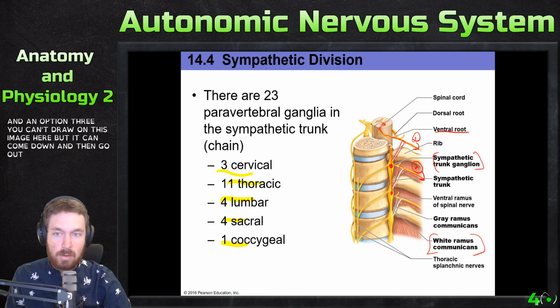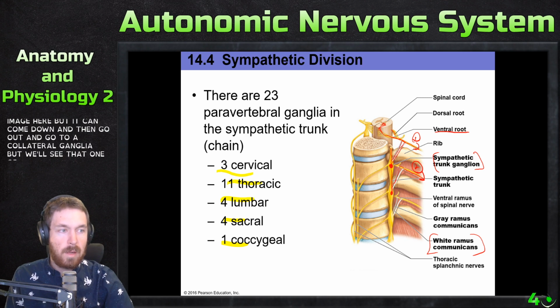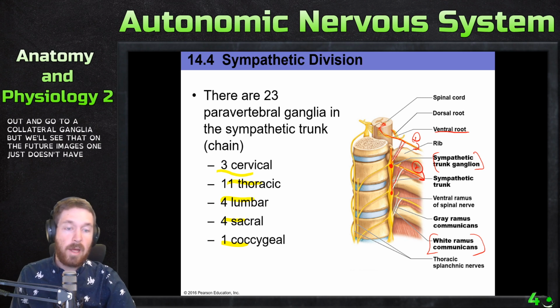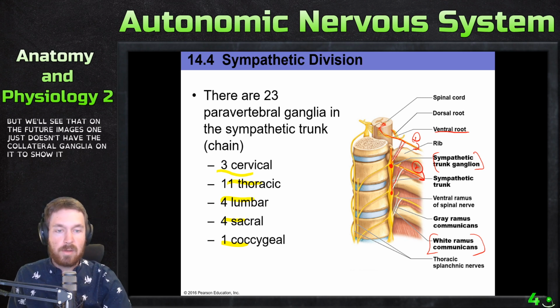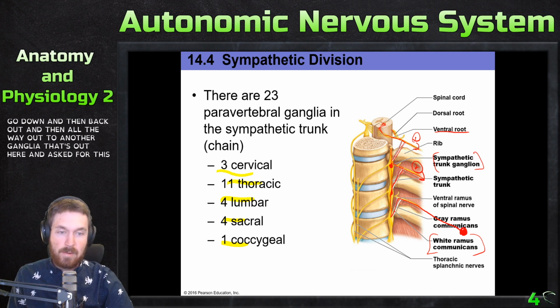And then option 3, you can't draw on this image here, but it can come down and then go out and go to a collateral ganglia. But we'll see that on a future image. This one just doesn't have the collateral ganglia on it to show it. But so they don't synapse here. Imagine a signal coming out to this one right here, then going down and back out and all the way out to another ganglia that's out here, and that's where the synapse finally happens.